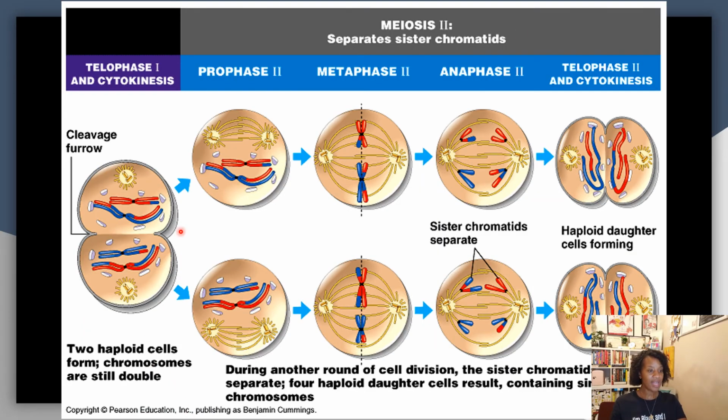Now we round out meiosis 1 with a move through telophase 1 and cytokinesis, which occurs just as it does in mitosis. The nuclear envelope starts to reassemble, and the cleavage furrow is pinching together. One initial parent cell now becomes 2 daughter cells.